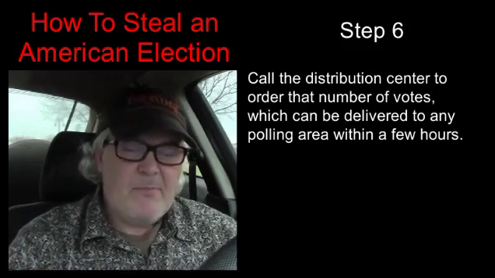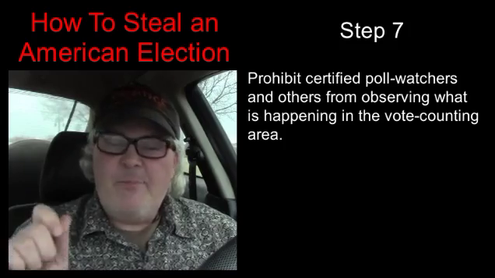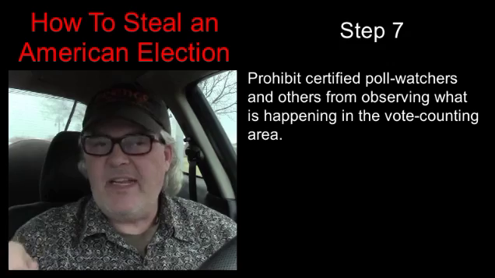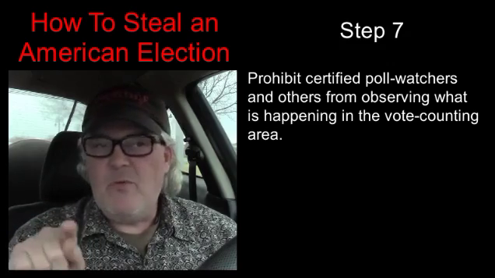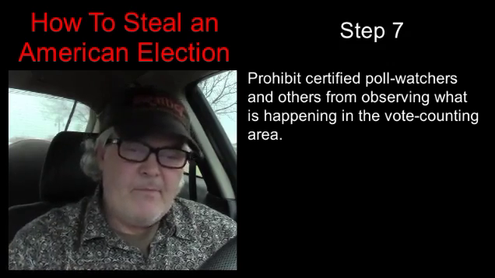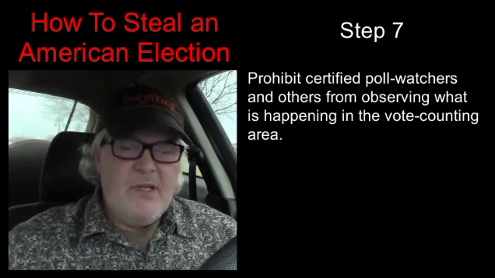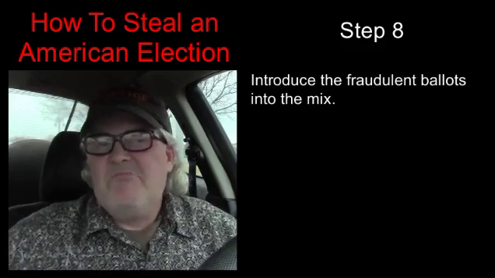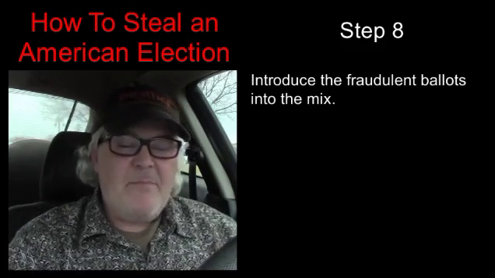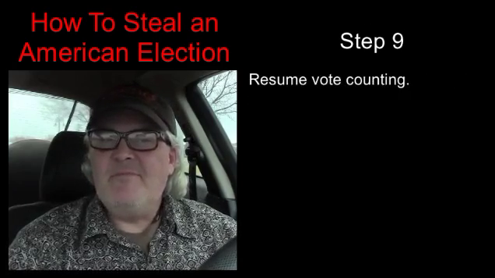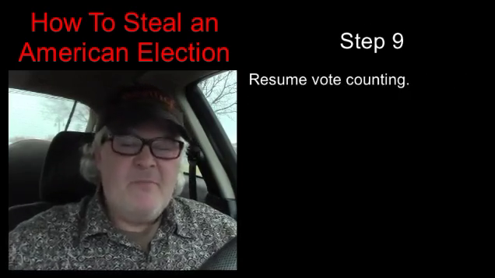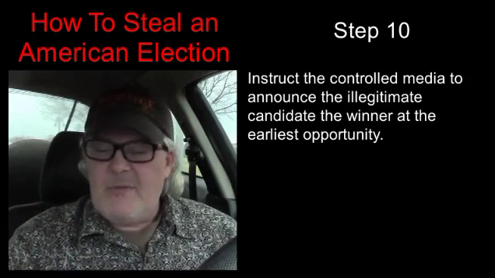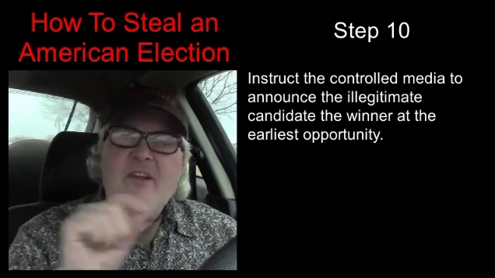Step number 7. Prohibit certified poll watchers and other people from observing what is going on in the vote counting area. Don't let them see what's going on. Step number 8. Dump the fraudulent ballots into the mix. It's that simple. Step number 9, resume the vote counting. Step number 10, instruct the controlled news media to announce the illegitimate candidate as the winner at the earliest opportunity.